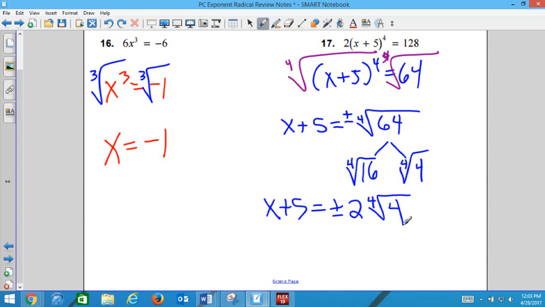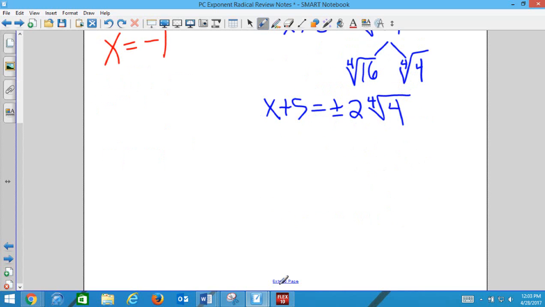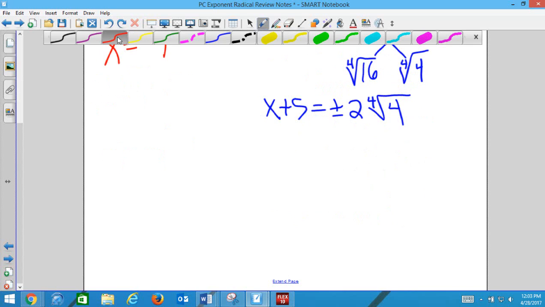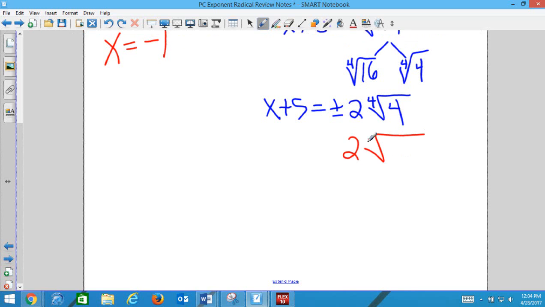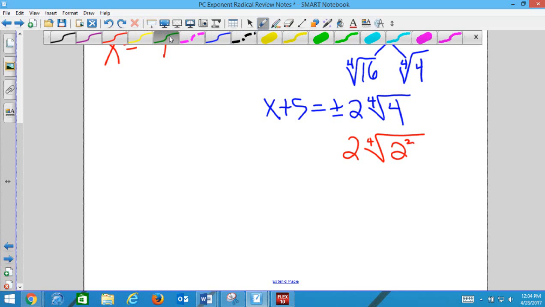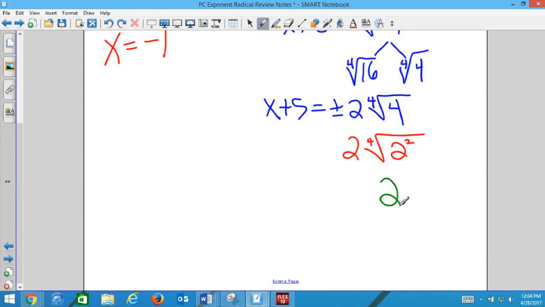It kind of looks like it is, but you may be able to simplify it a little bit further. Check this out. 4 is the same thing as 2 times 2, or 2 squared, right? And if I take this and rewrite it in exponential form as a fractional exponent, I rewrite it as 2 to the 2/4, it's 1/2.